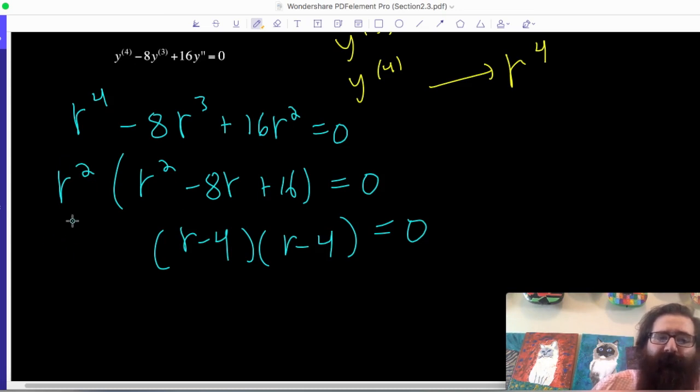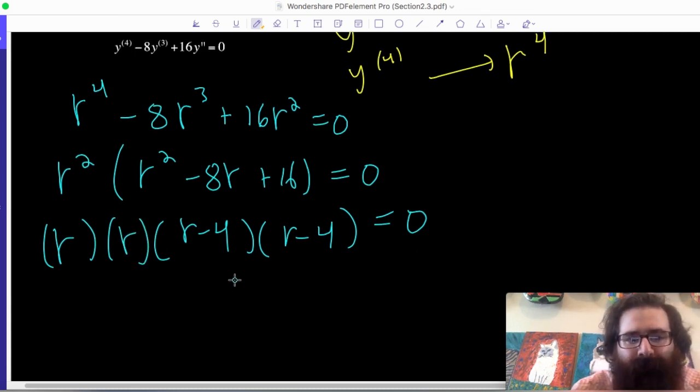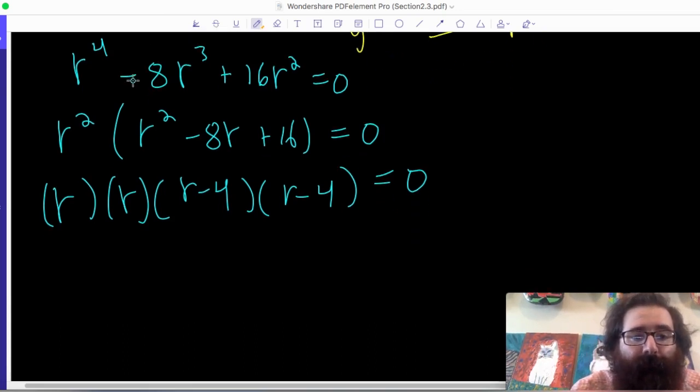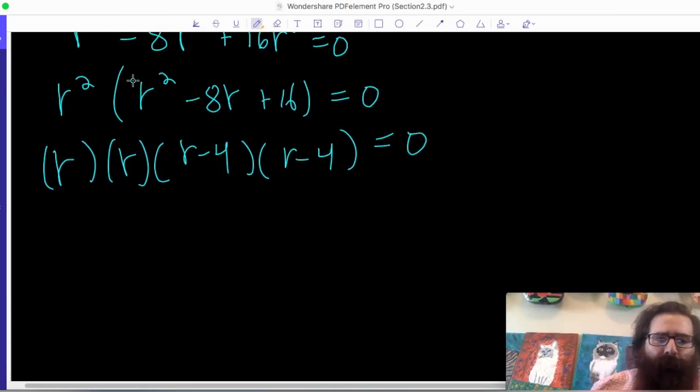I like to even factor this, even though it seems kind of silly to do this. I would write it as r times r instead of r squared, because I want to see all of my roots. I'm going to have 4 roots because I have an order 4 differential equation. There should be 4 pieces to my solution. And I don't like to write out the multiplicity. I like to write out the individual roots instead.